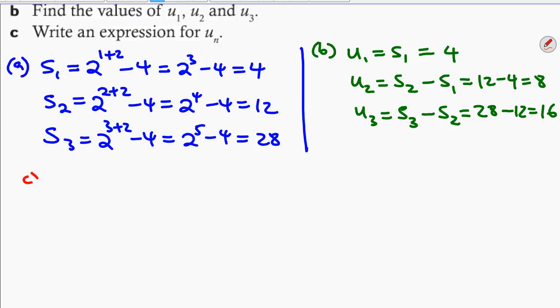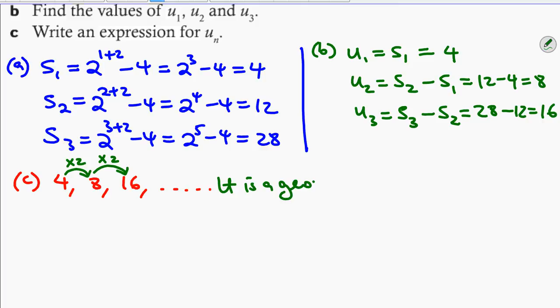Now, before you find the expression for the nth term, let's try and rewrite what our sequence looks like. So the first term is 4, the second term is 8, the third term is 16. So by inspecting, we can see that if I want to get the second term, I have to multiply the first term by 2. If I want to get the third term, I have to multiply the second term by 2. So it is a geometric series.